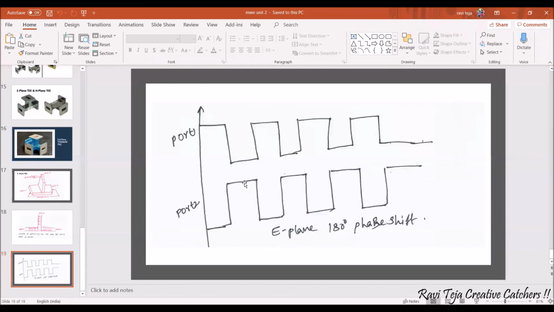So both come with a 180 degree phase shift. Why? Because it is an electric field; whenever the signal is split, it will have a phase shift of 180 degrees, only in the case of the electric field. Good.